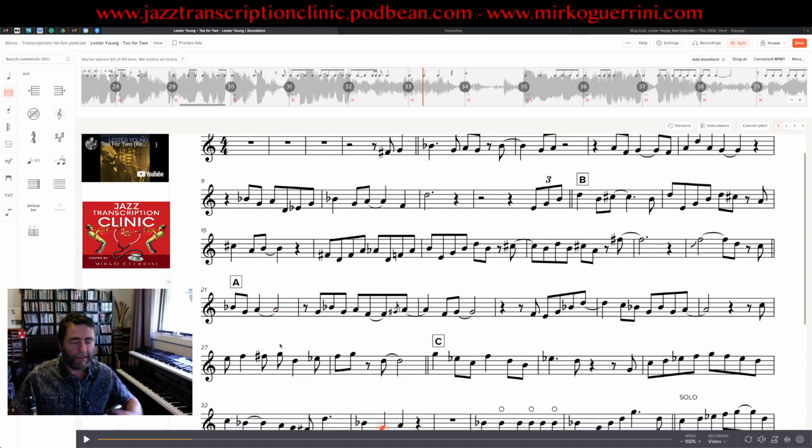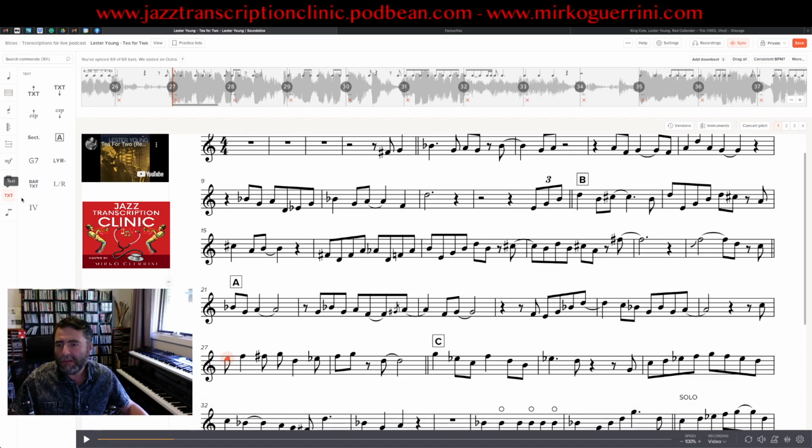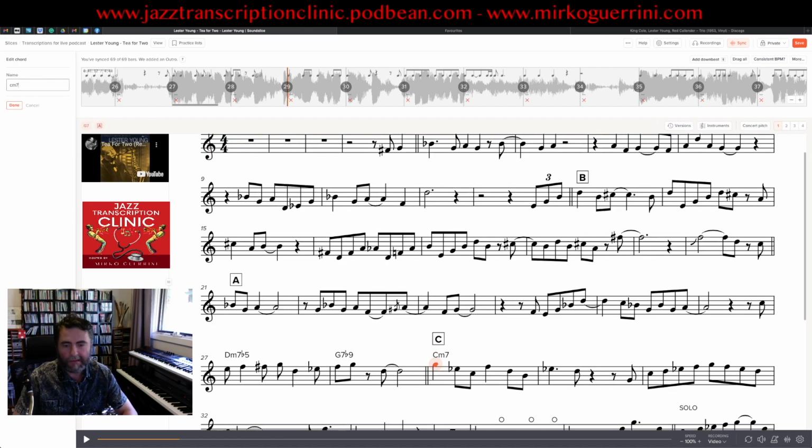Another thing that I want to mention is how much I love this note here. Here the chord is, let me write the chord, D half diminished. I don't know if, no. So I have to write D minor 7 flat 5. And here there will be G7 flat 9. And here there will be C minor 7, right?